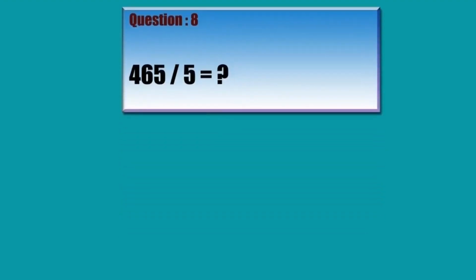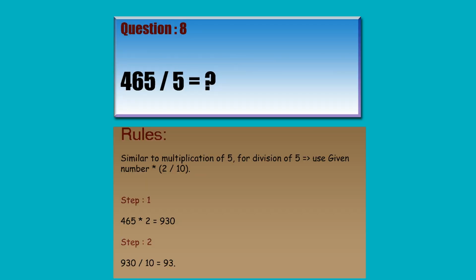465 divided by 5 is what? Similar to multiplication of 5, for division of 5 the rule is use the given number times 2 divided by 10.